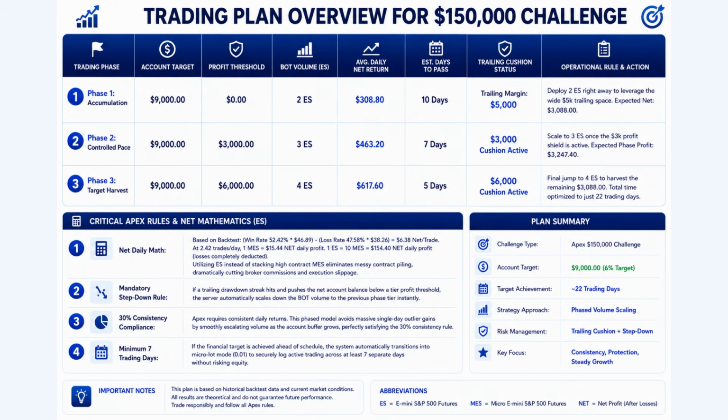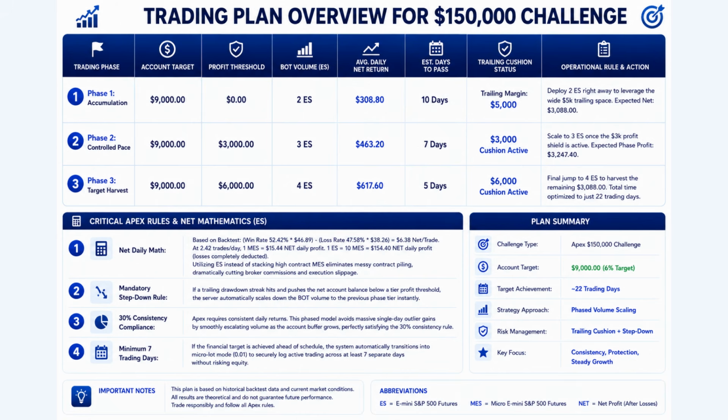During the first stage, we begin with 2 ES contracts for approximately 10 trading days, targeting an initial profit cushion of around $3,000. Once that milestone is reached, position size increases to 3 ES contracts for the next 7 trading days, allowing for faster account growth while still maintaining reasonable risk through the accumulated profit buffer.